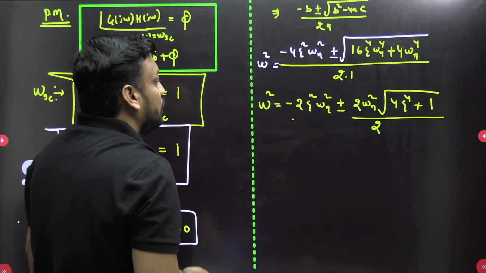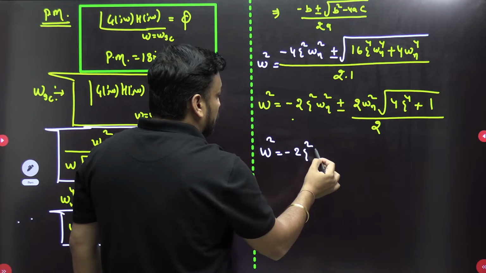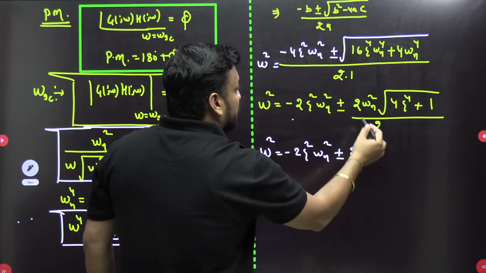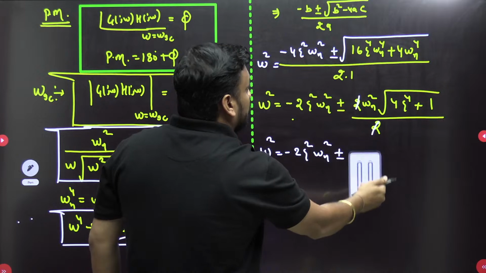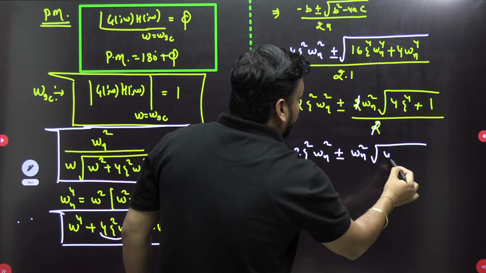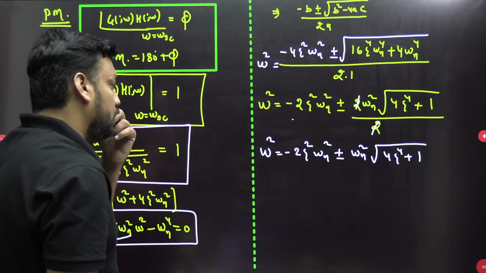Yes sir. So now tell me, finally omega square, what came? Minus twice zeta square omega n square plus minus, twice, is it 2 2 cancel? Yes. Meaning we should get only omega n square and under root of 4 zeta 4 plus 1. This is absolutely okay, sir, no problem at all.